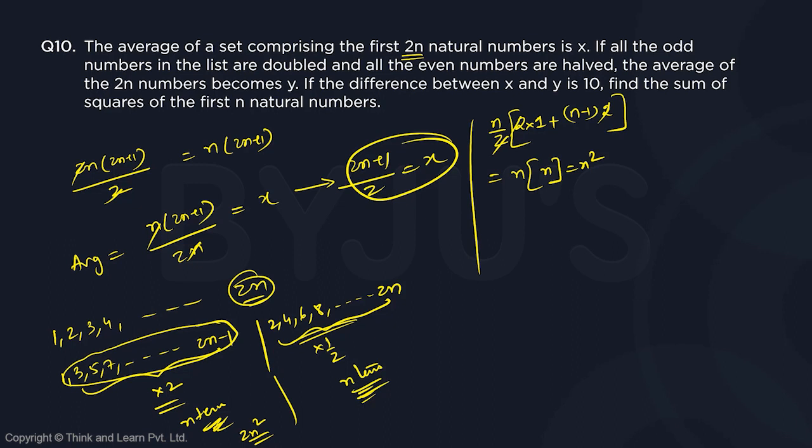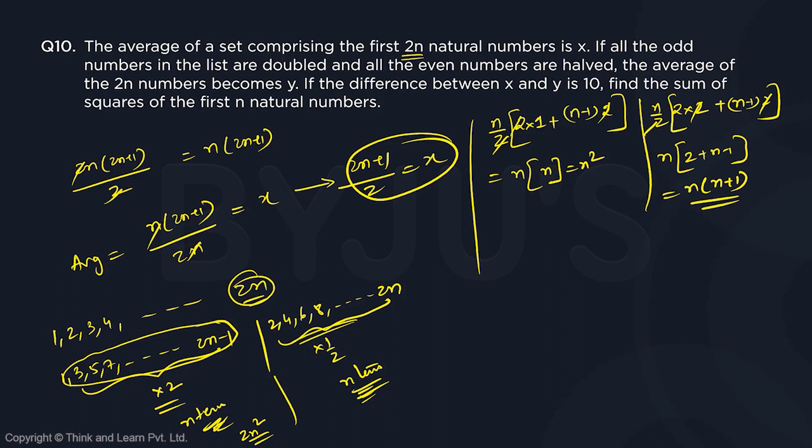Similarly, if you want to find it for even numbers, you can again use the same AP formula: n by 2 terms into 2 into the first term, which is 2, plus n minus 1 into 2. So again 2 gets cancelled. So this becomes n into 2 plus n minus 1, which is n into n plus 1. This is the sum of the first n even numbers, right? But this is becoming half. So this value becomes n into n plus 1 by 2.